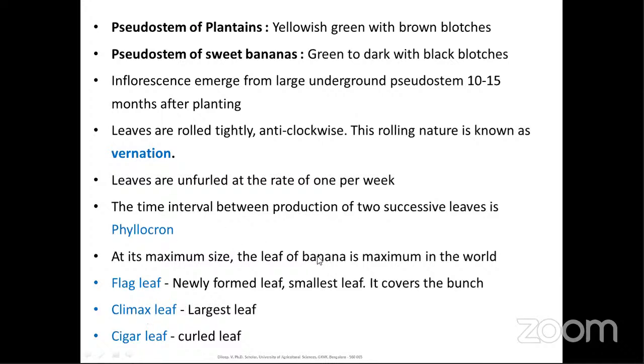So the banana leaf is the exclusively largest leaf in the world, okay, just as the largest fruit bearing crop is jackfruit. So when it is at maximum size, the leaf of banana is the maximum in the world. Among any other crops, it has got the largest leaves.